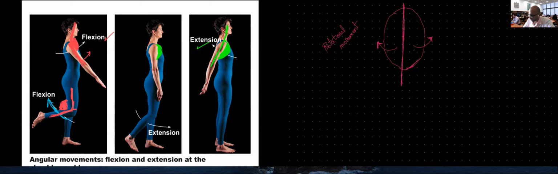A forward movement of the leg, this is how the angle of the knee joint looks like. So forward movement of the leg is an extension for the knee. And the backward movement of the leg is a flexion of the knee. Does this make sense? Any trouble here with the flexion extension? All right.